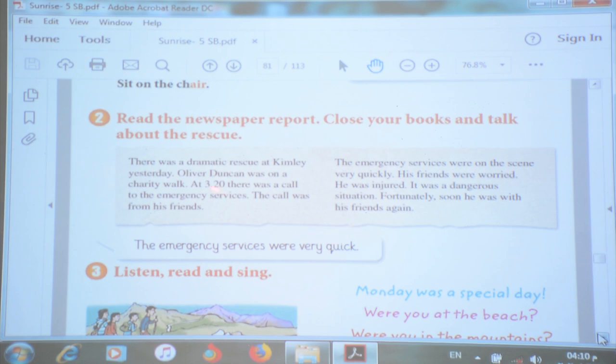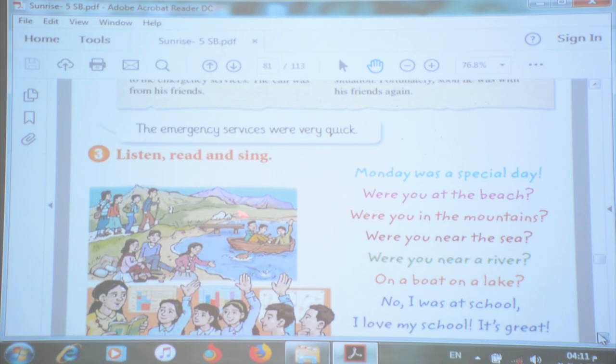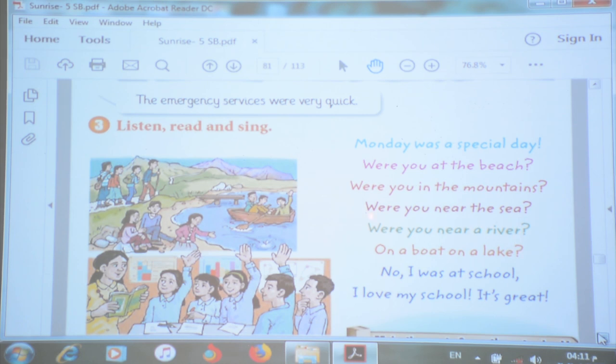Okay? And there is a sing. It's a song, Monday was a special day. Were you at the beach? Were you in the mountain? Were you near the sea? Were you near a river? On a boat, on a lake? No, I was at school. I love my school. It's great.